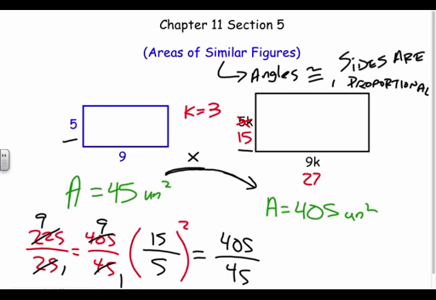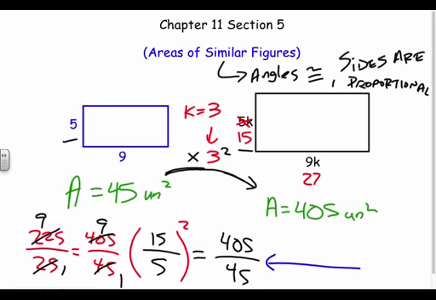And to make it make more sense, it's really the scale factor squared that is how I get the new area. I take the scale factor squared and then multiply. That's how that works out. So there's two ways to do this.